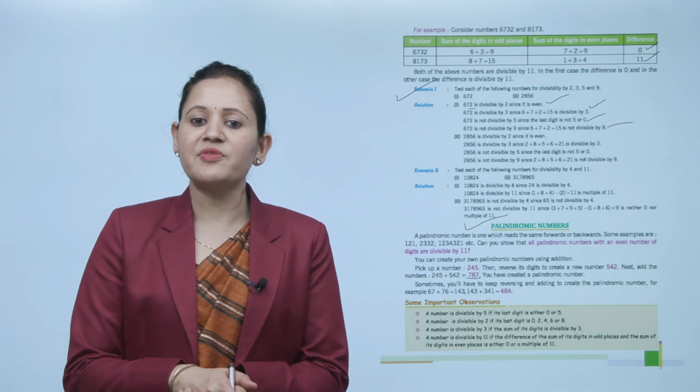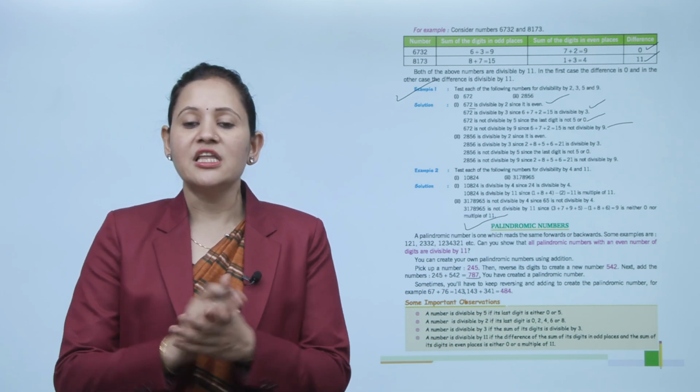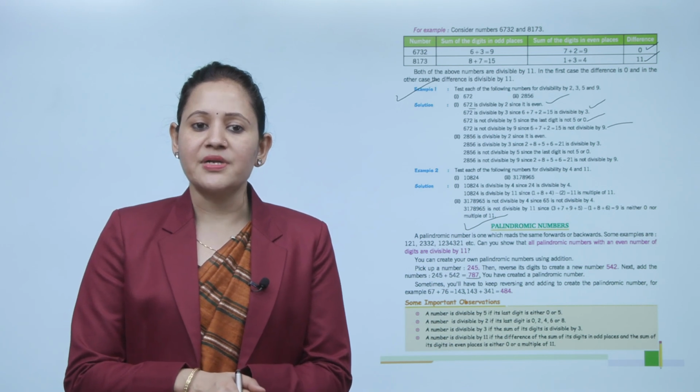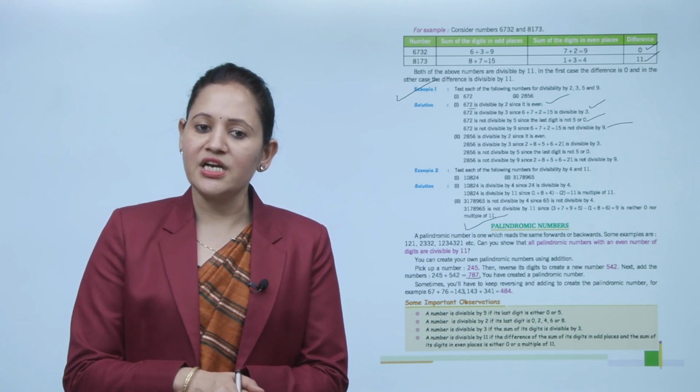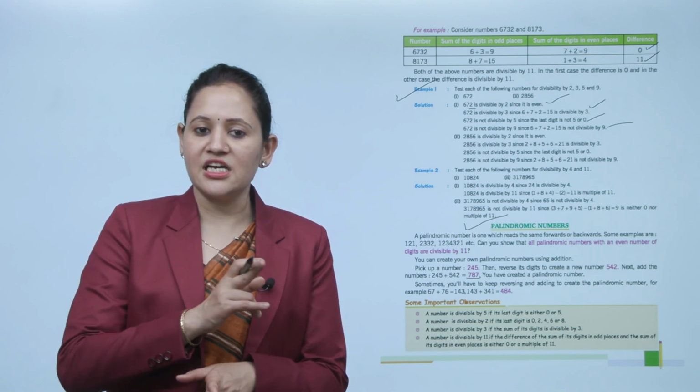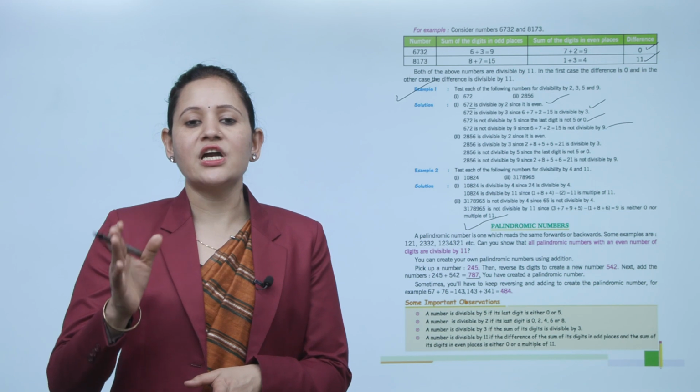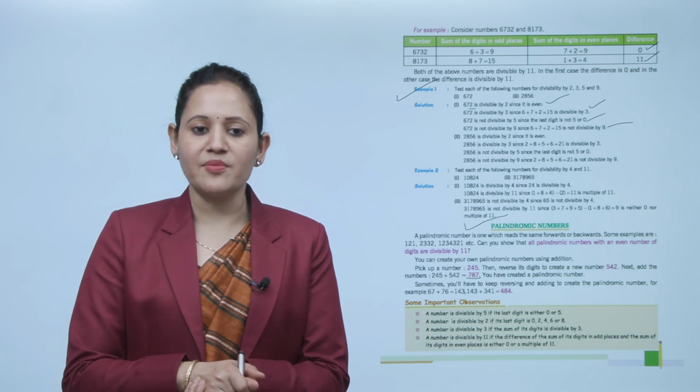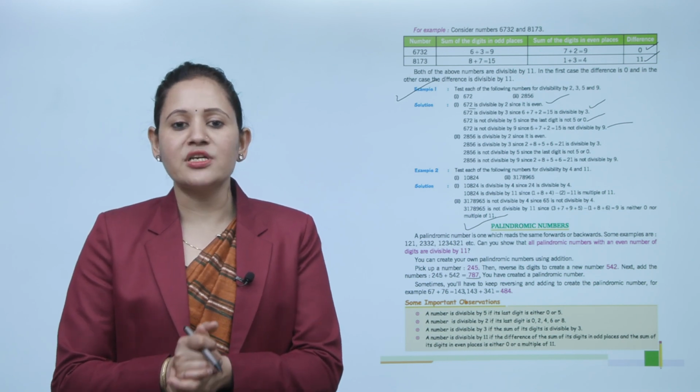Sometimes you have to keep reversing and adding to create the palindromic number. For example, 67 plus 76 is 143. Now 143, we will reverse it to 341 and add, we get 484. That is a palindromic number. Clear? Next, some important observations.